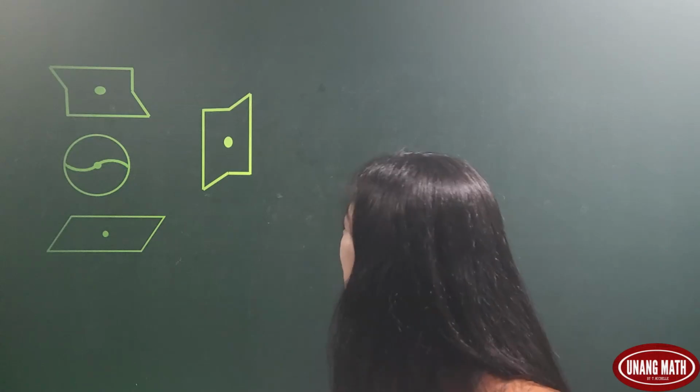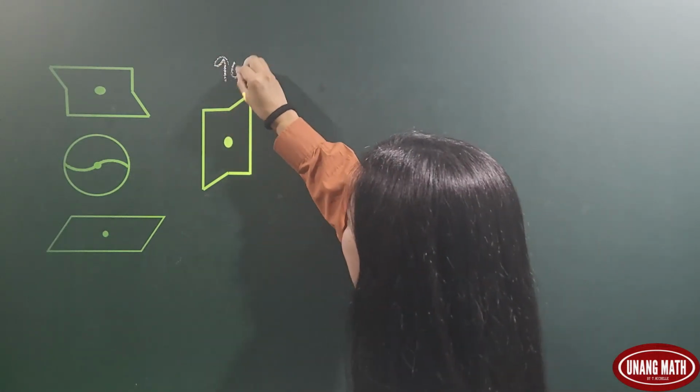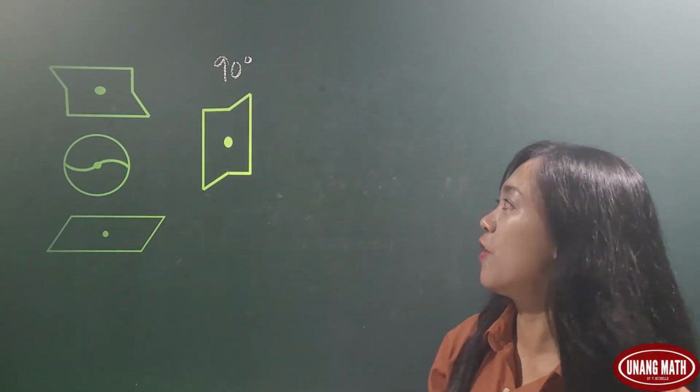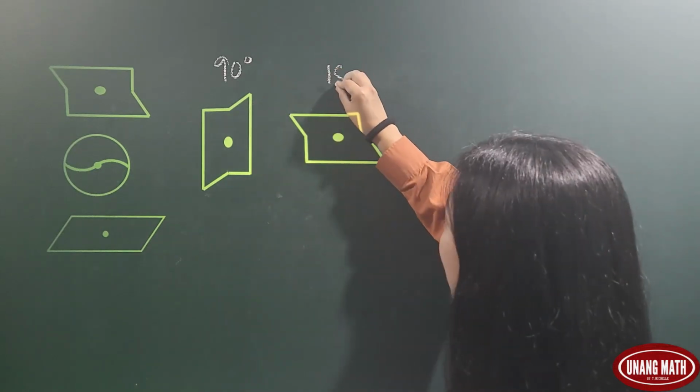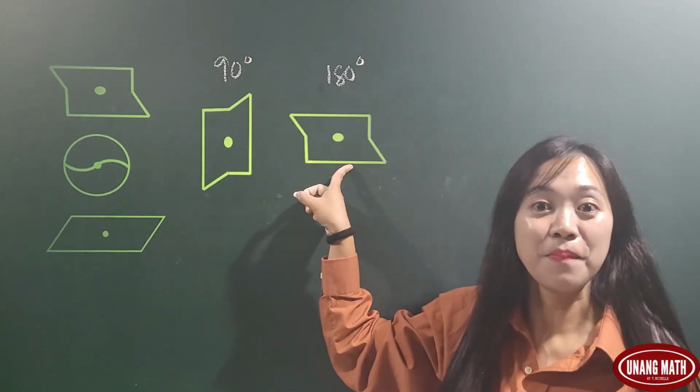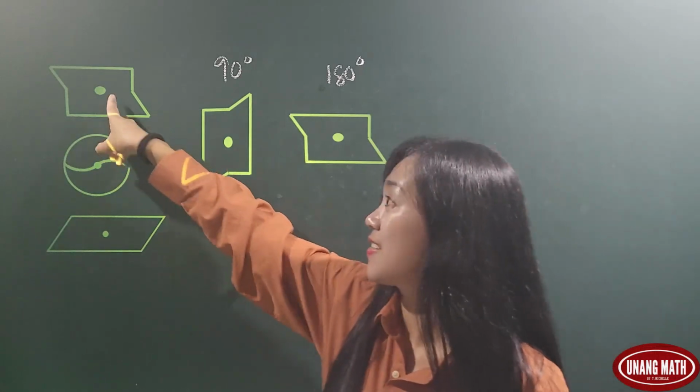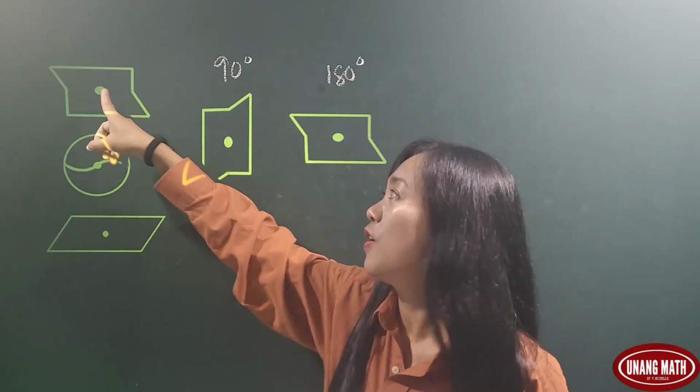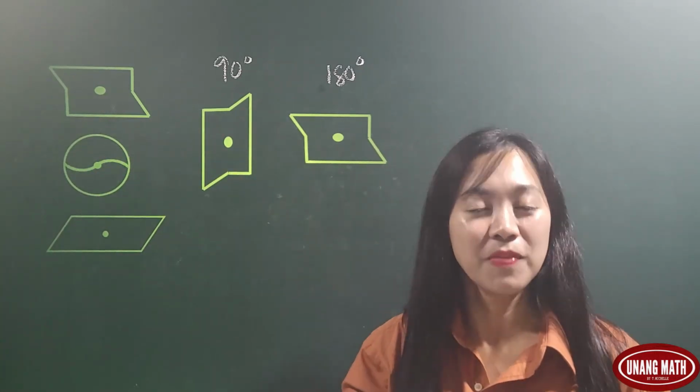So this one is rotated 90 degrees. Okay, ang figure ay magiging ganito. How about if it's 180 degrees? Ang figure ay magiging ganito. So, this one is exactly the same sa figure natin dito. So, meron itong point of symmetry.